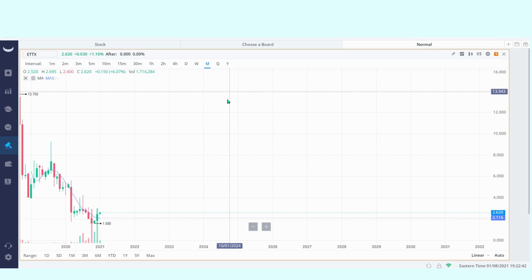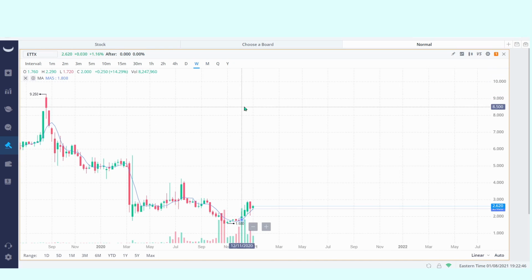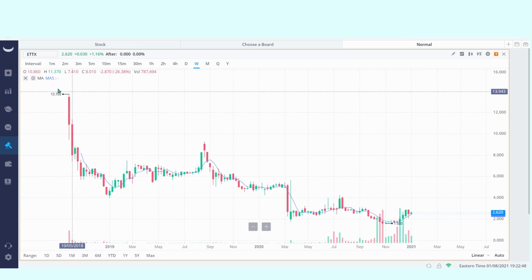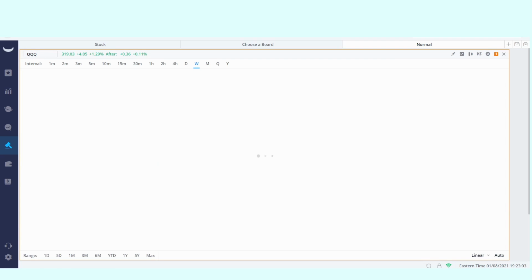So back to ETTX. If we look at it in a weekly view, you can see it started out really high and then it's worked its way down. It is starting to have a little bit of a recovery. Again, this is more of a long-term stock, probably a 5-year time frame. But if you wanted to look at an ETF, this is one that I work with a lot, QQQ.